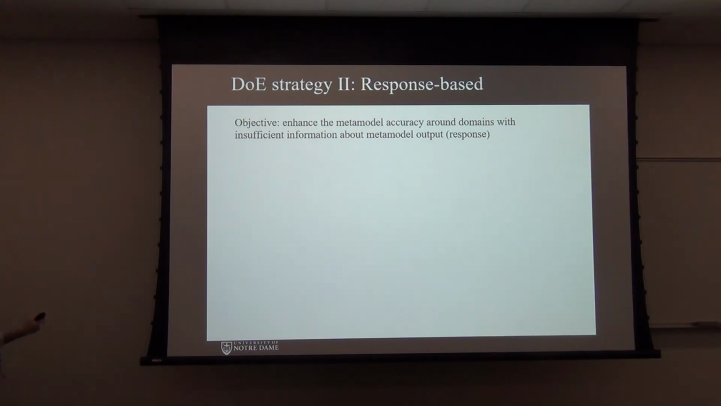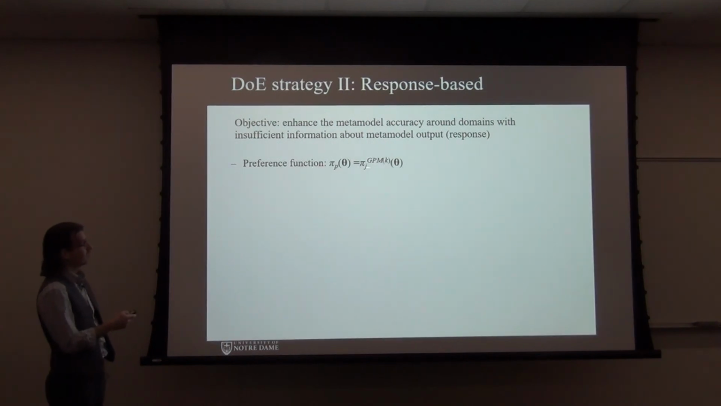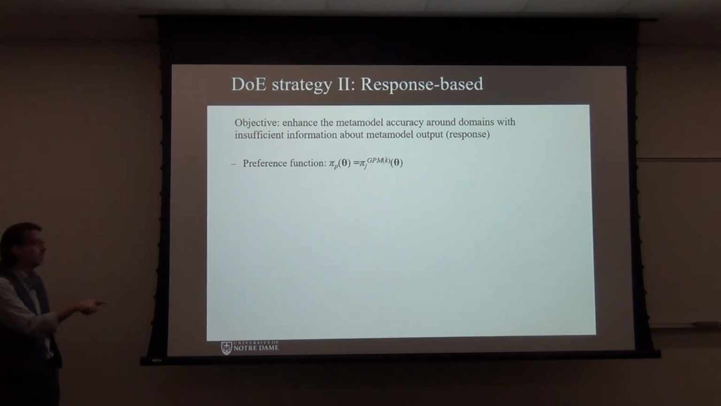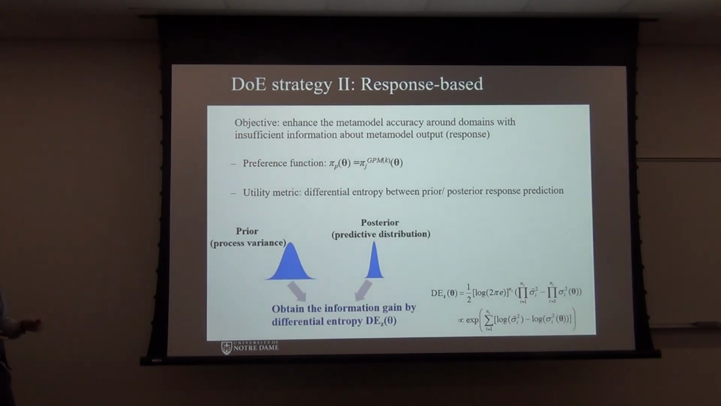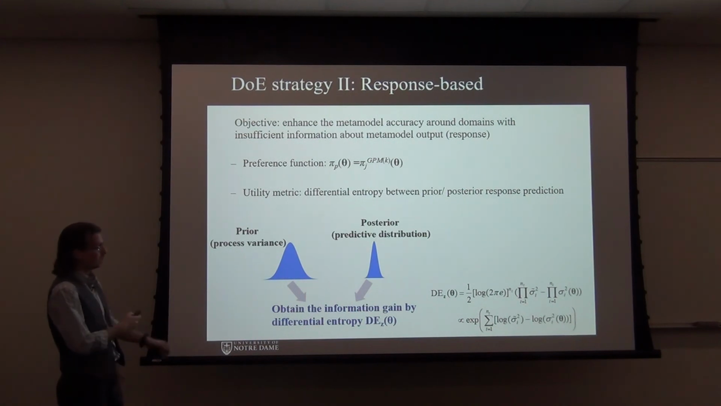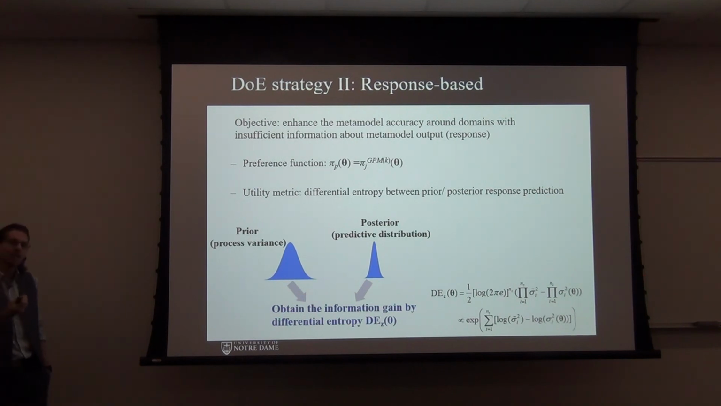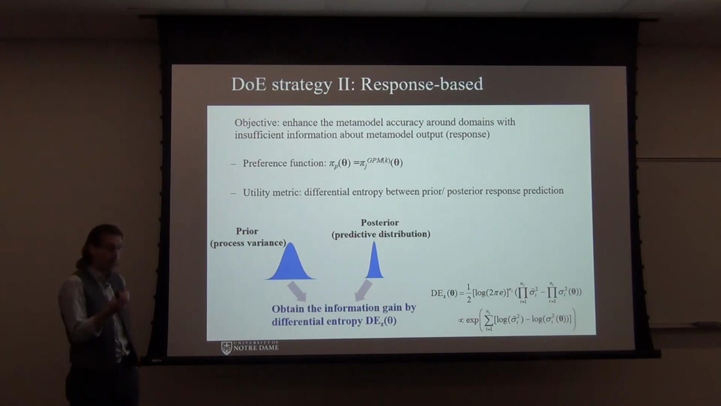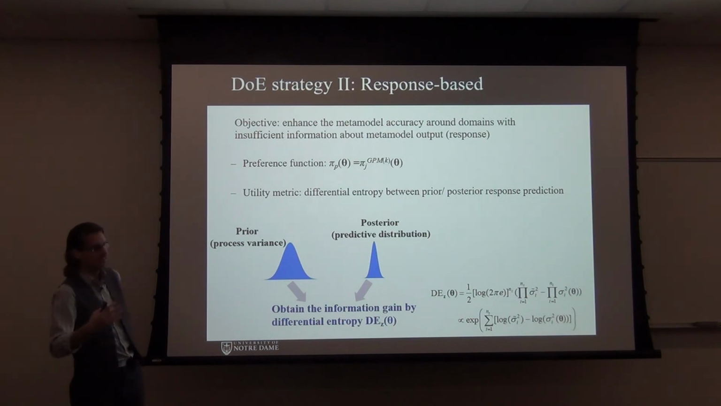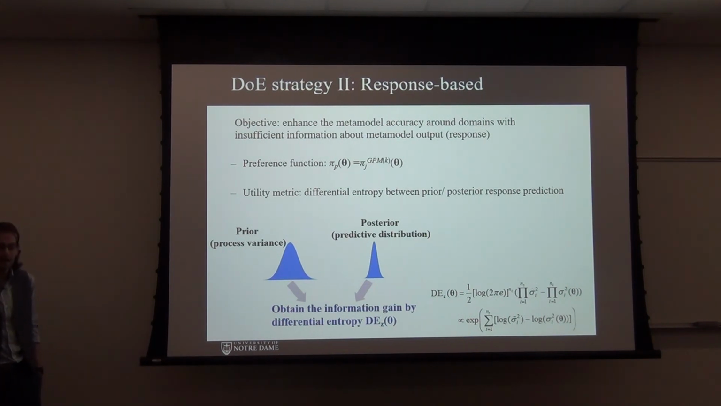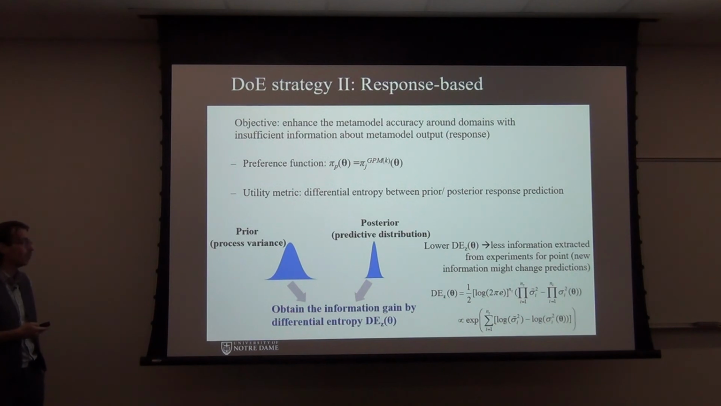So we have another part of our DoE strategy, what we call response-based DoE, and this uses as preference functions the intermediate densities, and as utility metric the differential entropy between our prior and posterior response predictions. So pretty much here, for each candidate point, we ask, how much information have we extracted for that point based on our existing experiments? And if that information is not high enough, we say, okay, probably we could do a better job. So this is a good candidate experiment to go and obtain more information.